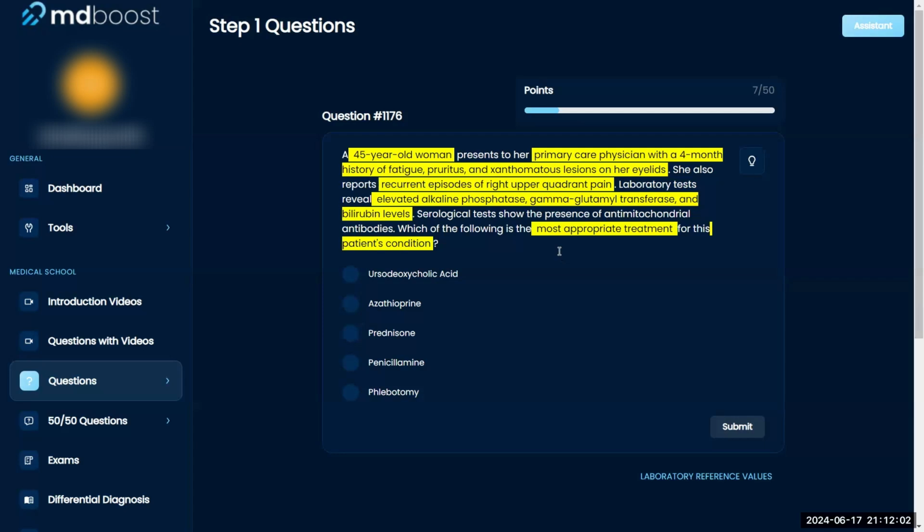All right. So GGT I usually think of with alcohol. Alk phos could be a few different things. Right upper quadrant pain, I'm usually thinking of something to do with the gallbladder. She has fatigue. She has xanthomas, so she's probably producing a lot of cholesterol. And it seems like she's an autoimmune patient as well, with presence of anti-mitochondrial antibodies.